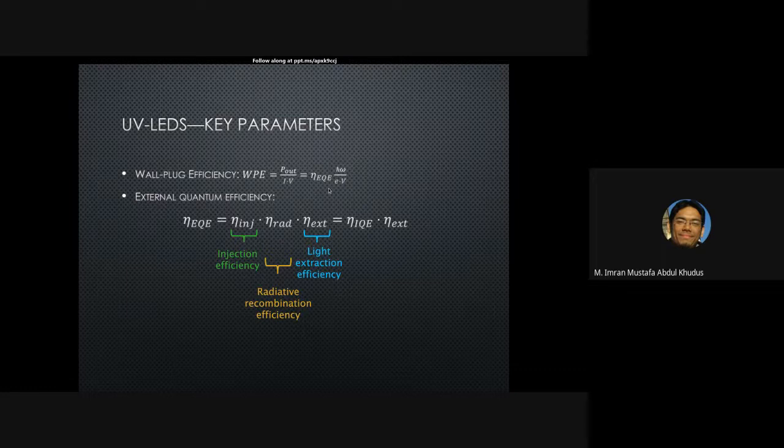So obviously, external quantum efficiency is important. External quantum efficiency has three parts. You have injection efficiency, you have radiative recombination efficiency, and you have light extraction efficiency, right? Injection efficiency and radiative recombination efficiency can be lumped into something called the internal quantum efficiency, eta IQE, and multiplied by the light extraction efficiency, you get external quantum efficiency. The reason you want to lump these two is because they are related to your electrons, and how many electrons you have recombining into photons, right? And light extraction efficiency is how much of the photons you can actually make exit your device and is usable, right? So that's the logic behind this division.